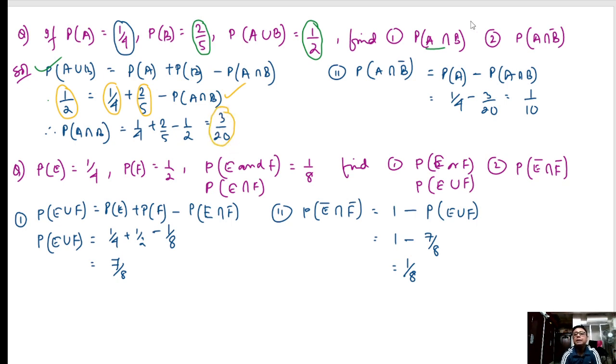Next, I want P(A intersection B complement). That means from P(A) subtract the P(A intersection B). So P(A) already I know, and the intersection we just now found. So that is the answer.